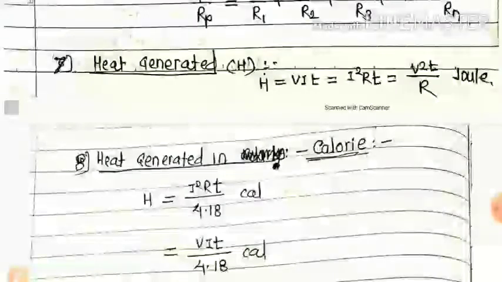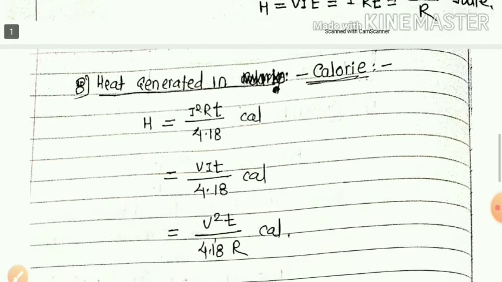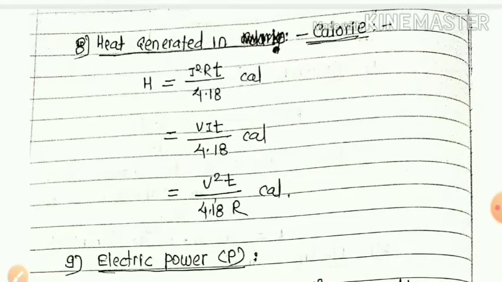We can also express this heat energy generated in calories. It has the same formula, only we have to divide it by 4.18 because 1 calorie is equal to 4.18 joules. Therefore, heat generated in calories can be calculated as I square RT upon 4.18, VIT upon 4.18 or V square T upon 4.18 R, where V is the potential difference, I is electric current, T is time and R is the resistance.